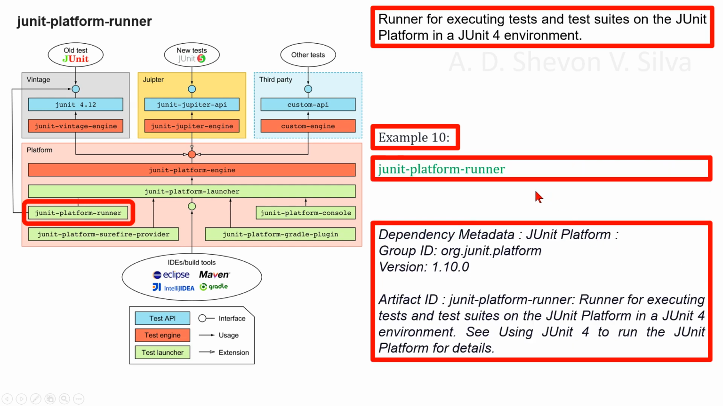Now we are considering the artifact junit-platform-runner, with dependency metadata group ID org.junit.platform and artifact ID junit-platform-runner, for executing tests and test suites on the JUnit Platform in a JUnit 4 environment.